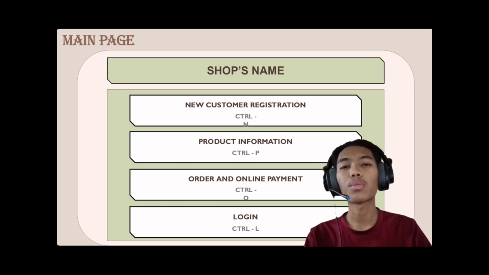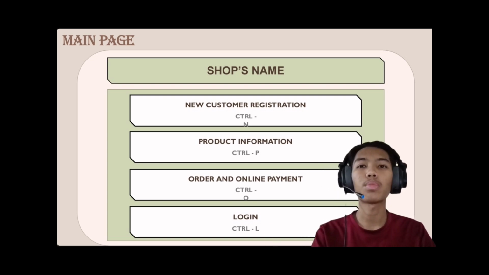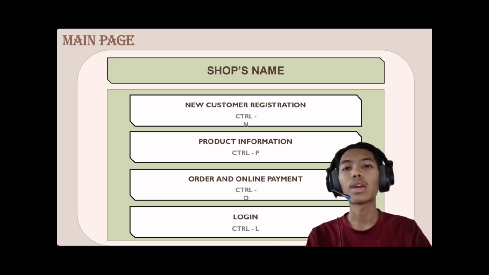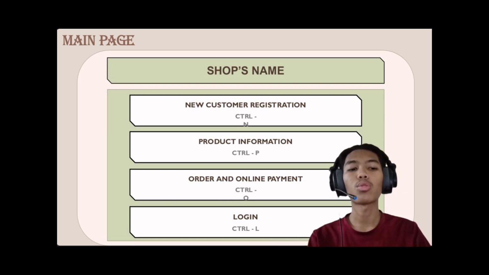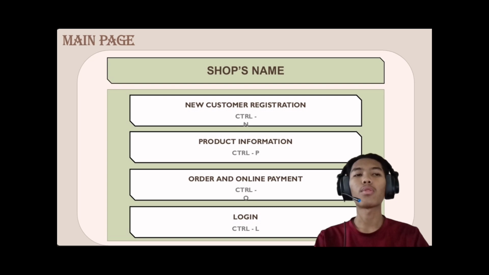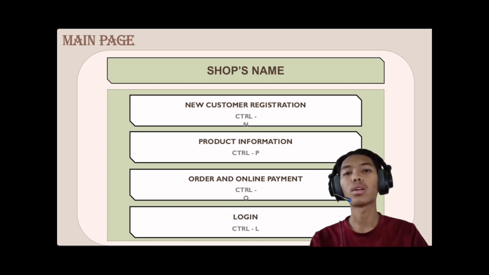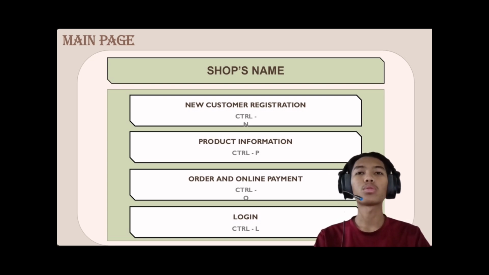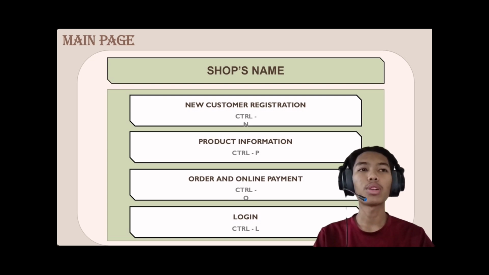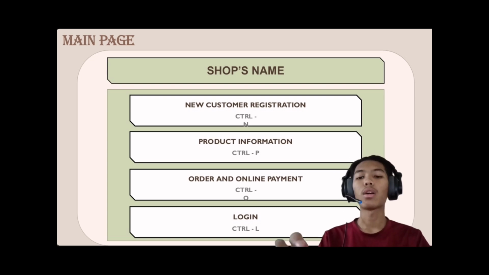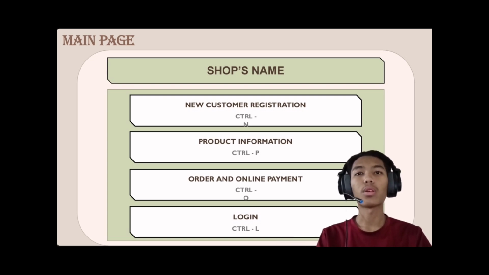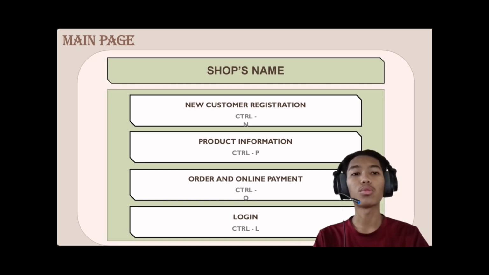For the product information, press Control P. For order and online payment, Control O, and for the login page, Control L. So for the main page, we enable frequent users to use shortcuts. We are using shortcuts on the keyboard to change the page that you want to go to.